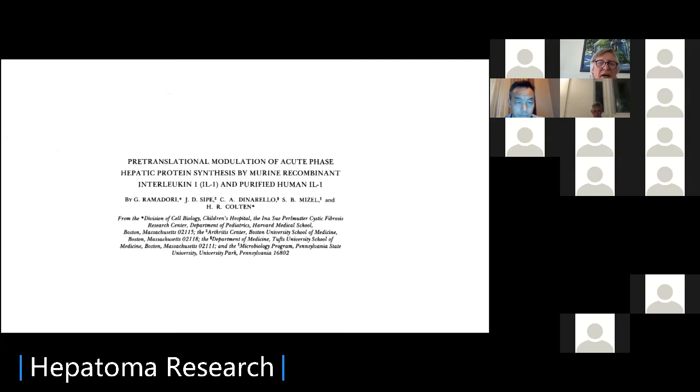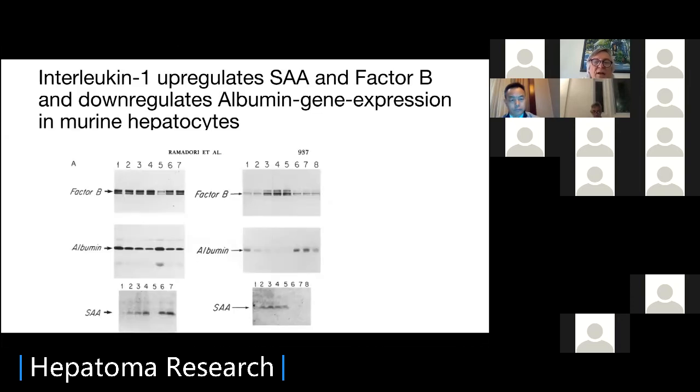More than 35 years ago, I was able to use the first recombinant interleukin-1 cytokines, together with Charles Dinarello. Next slide. We treated isolated hepatocytes with the recombinant interleukin-1.